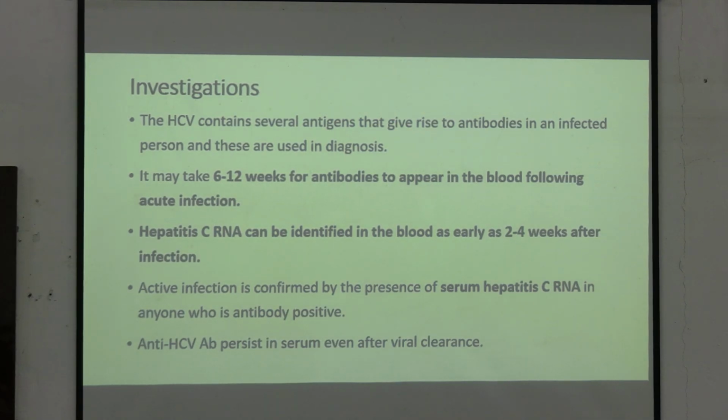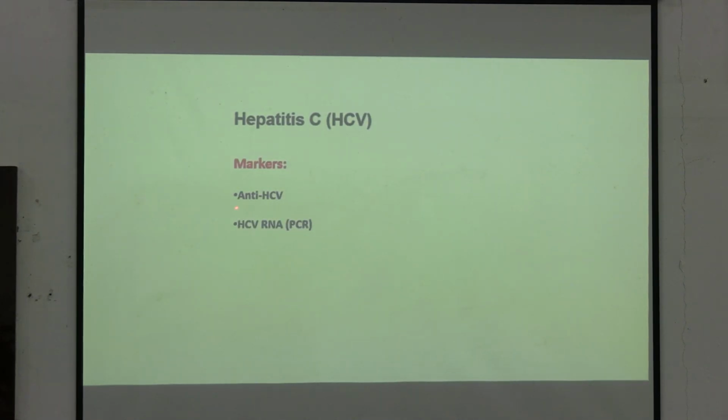Investigations: the HCV contains several antigens that give rise to antibodies in an infected person, and these are used in diagnosis. It may take 6 to 12 weeks for antibodies to appear in the blood following acute infection. Hepatitis C RNA can be identified in the blood as early as 2 to 4 weeks after infection. Active infection is confirmed by the presence of serum hepatitis C RNA in anyone who is antibody positive. So the markers are anti-HCV and HCV RNA, which we can detect by PCR.